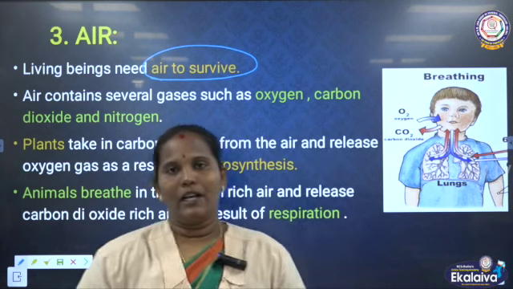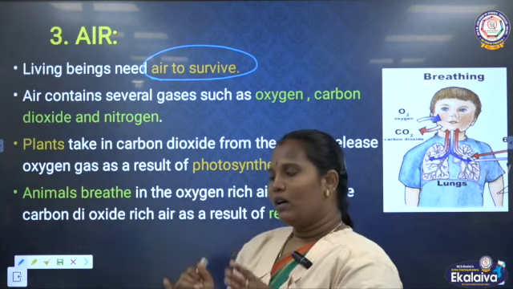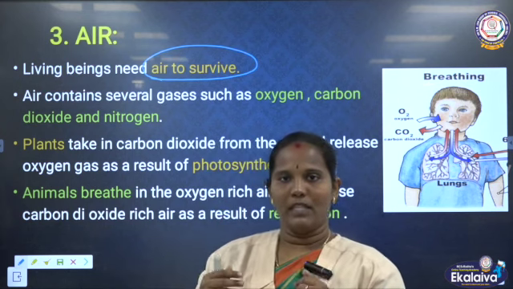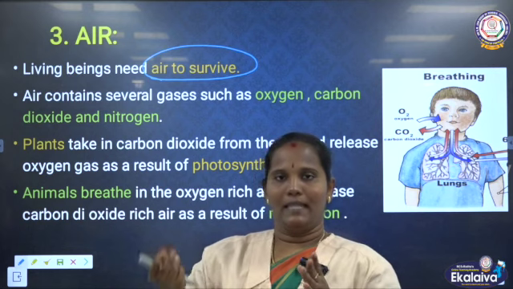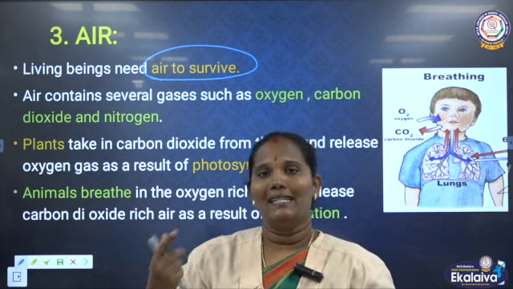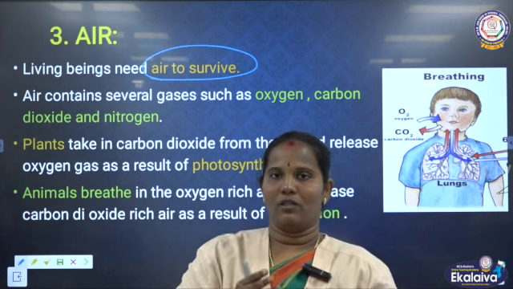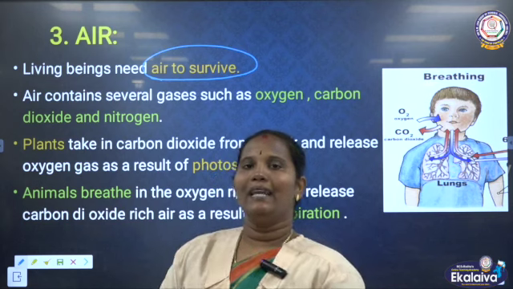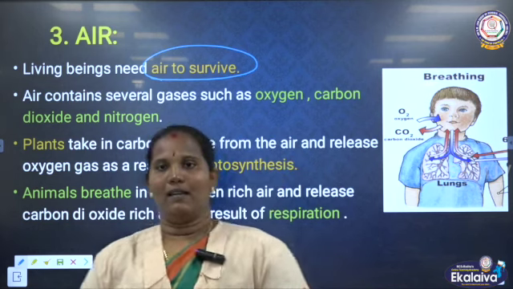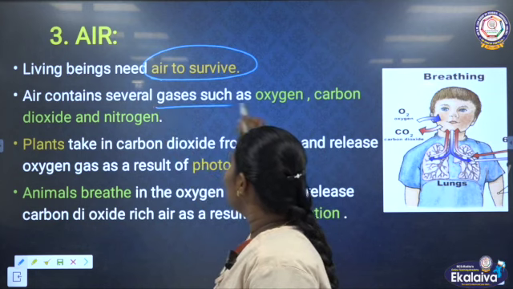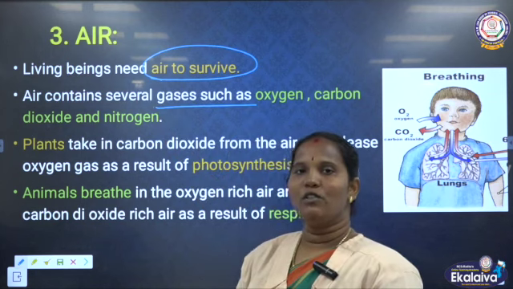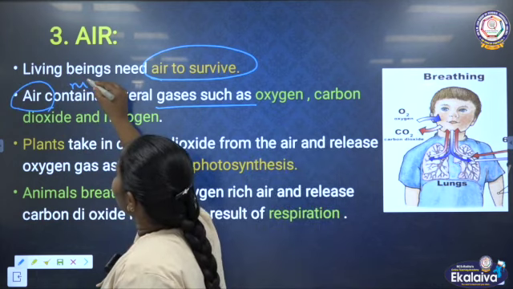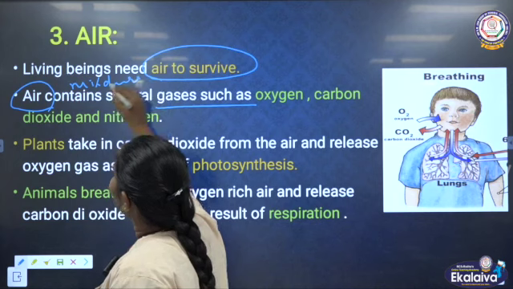How is air needed for us? Plants also breathe during photosynthesis. During photosynthesis they take in carbon dioxide, then they release oxygen. This is the breathing process of the plants. We know that, and apart from this, several gases are present in the air. Air means the mixture of gases. We know that the mixture of gases is called the air.